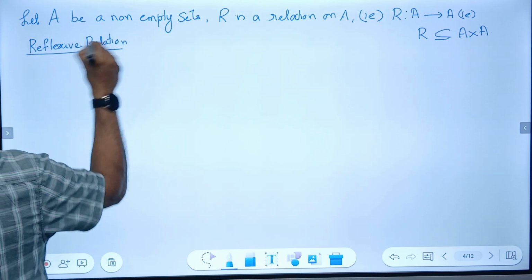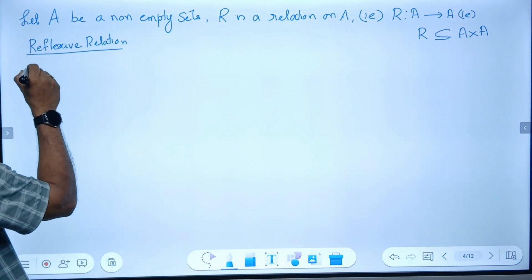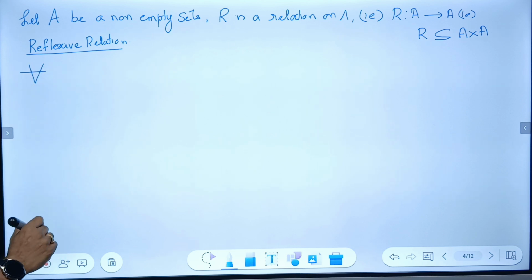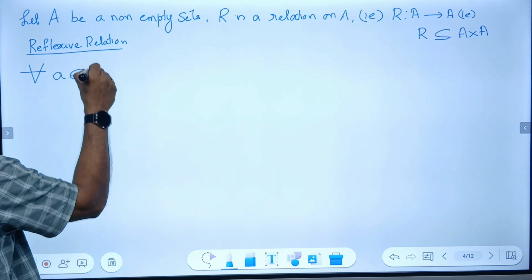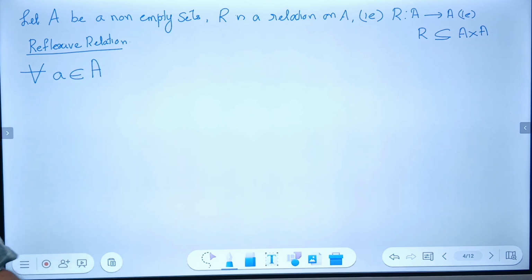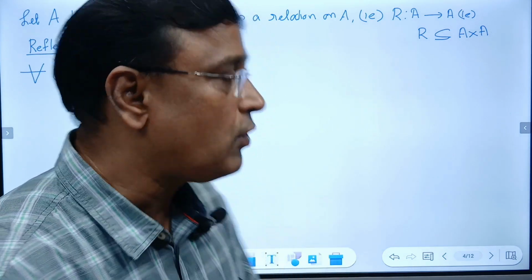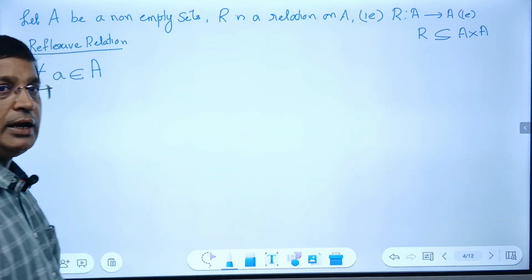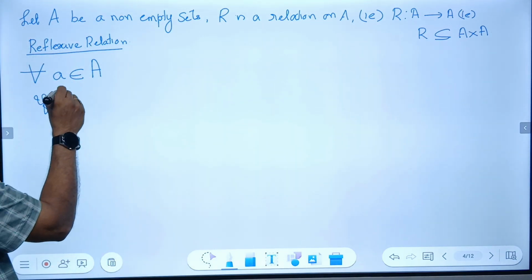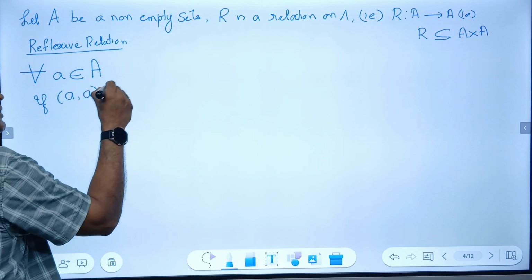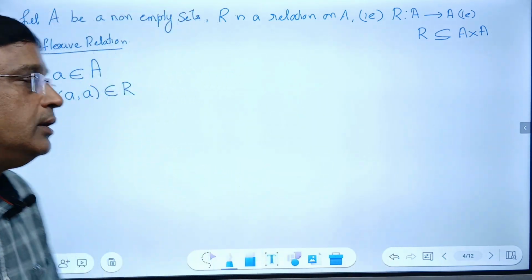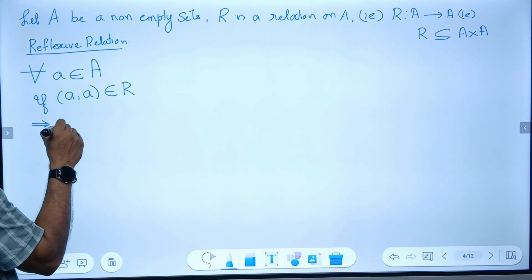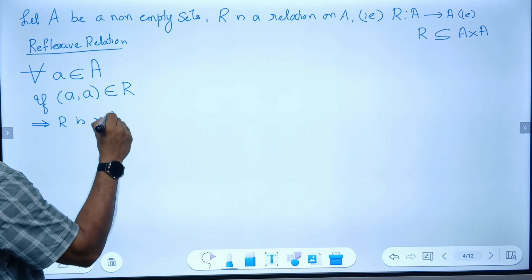So what is a reflexive relation? In a reflexive relation, this means for every or for all. The symbol is for all, or you can say for every. For all elements A belonging to capital A, if A is related to itself, that is, A comma A belongs to R, then I can say R is reflexive.